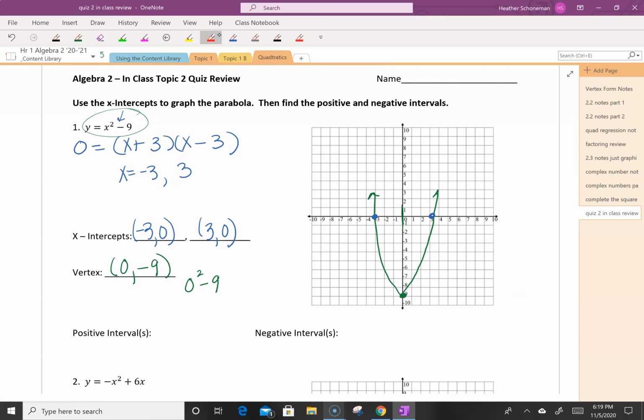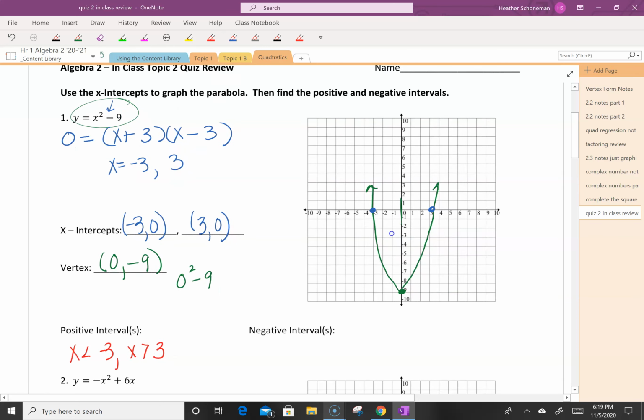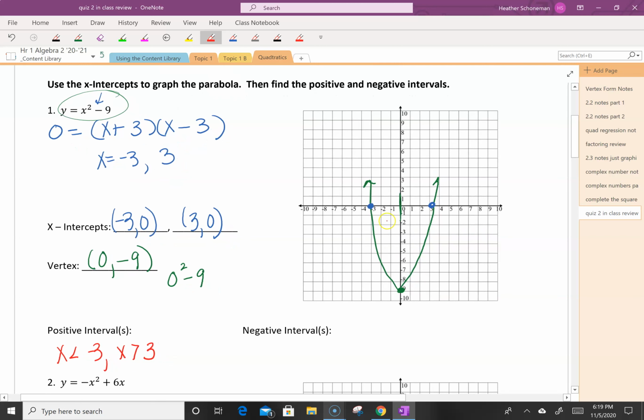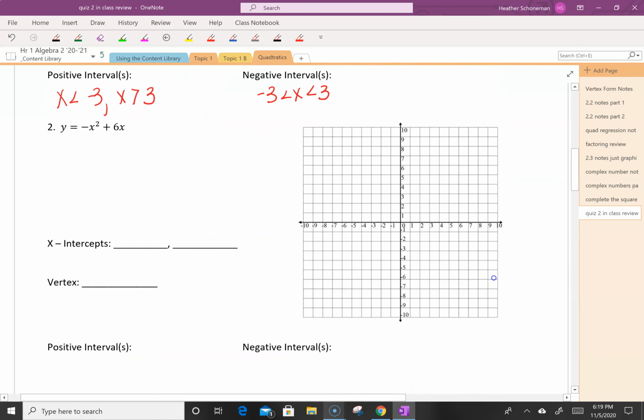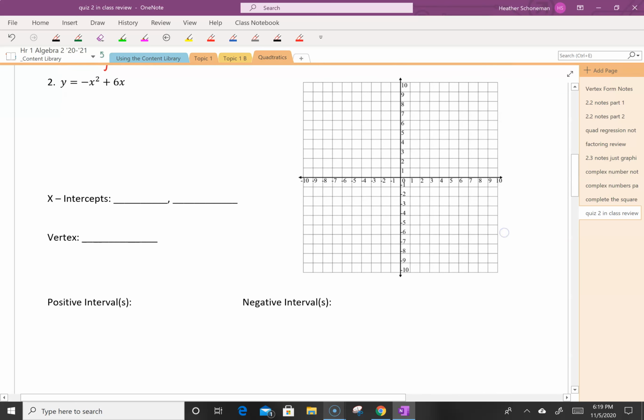This one has 2 positive intervals: all the numbers that are less than negative 3 and all the numbers that are greater than positive 3. And the negative interval, it's just one of them, in between negative 3 and 3. And remember, with compound inequalities, you put the smaller number on the left, the bigger number on the right. It's always less than symbols, and x in the middle.